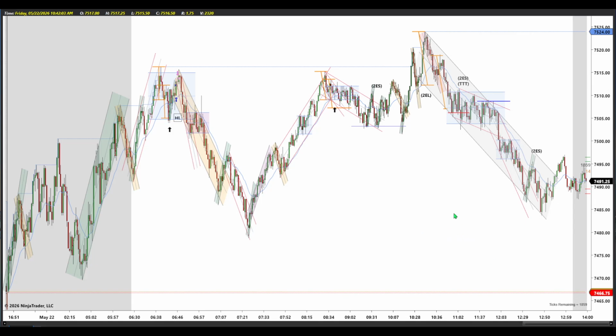May 22, 2026. This is the S&P 500 E-Mini Futures on a 2000 tick chart using NinjaTrader 8. What's the chart look like today? It's kind of the big M shape. I did take one trade, and then there were a couple of almost trades I marked.